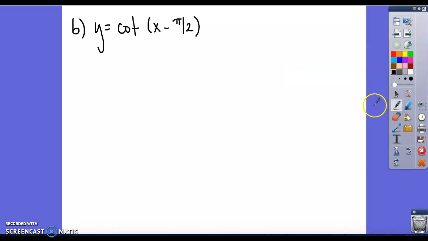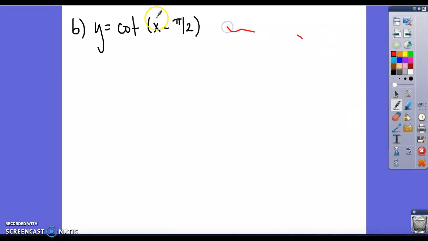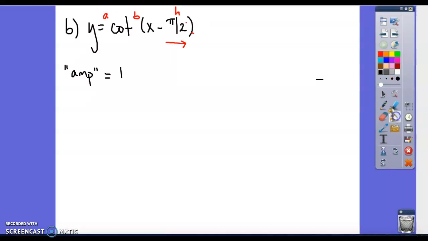Okay, so now we have a phase shift, and that's the one that usually throws a kink into everything. This, we don't have to factor anything out, so that's nice. Okay, here's my A. B is 1. My phase shift right is H. That means this graph is shifting right, and I don't have a K over here. All right, so my amplitude is 1.